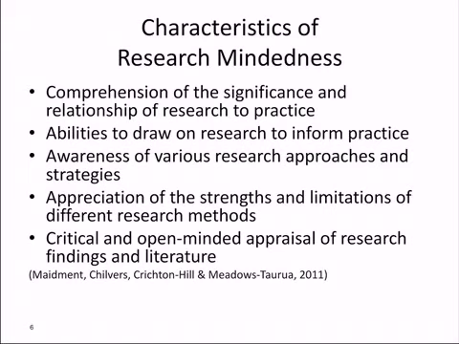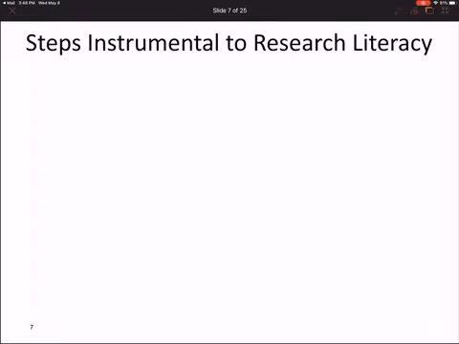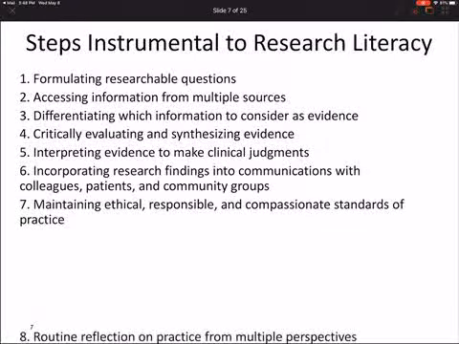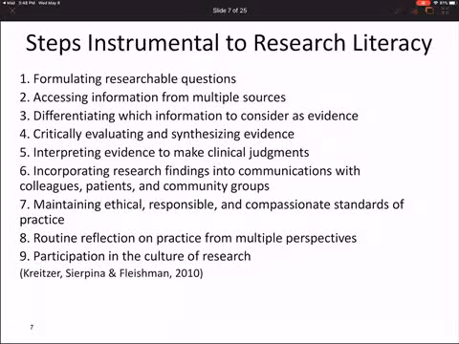It's understanding the relevance of research to practice, abilities to draw research to inform practice, various research approaches and strategies, and knowing about them, and appreciation of strengths and limitations of different research methods, and so on. There are several steps instrumental to research literacy. These steps may be found in your textbook again. It's a total of 9 different steps, and the key thing to remember is, unless you are able to have mastery over all of these steps, you cannot be research literate.